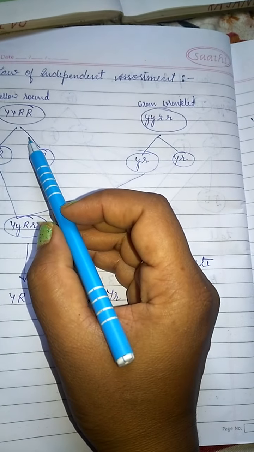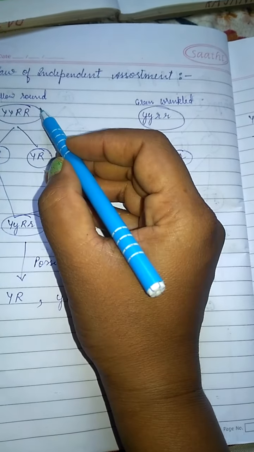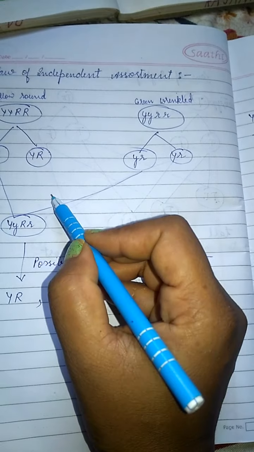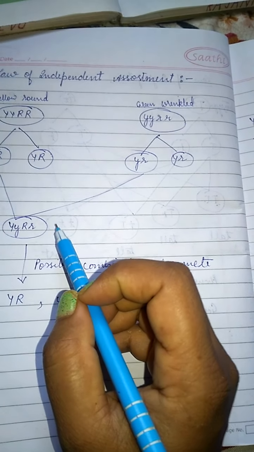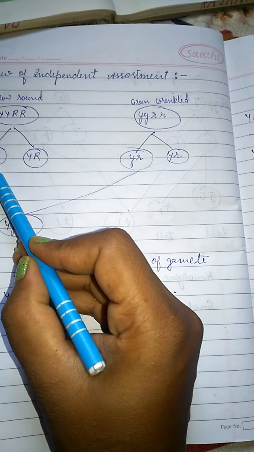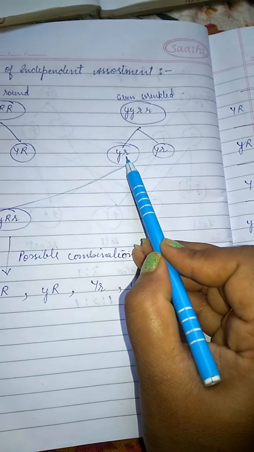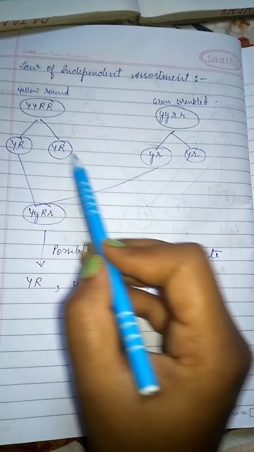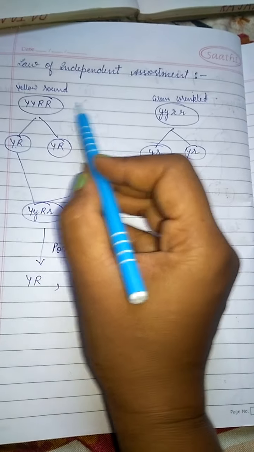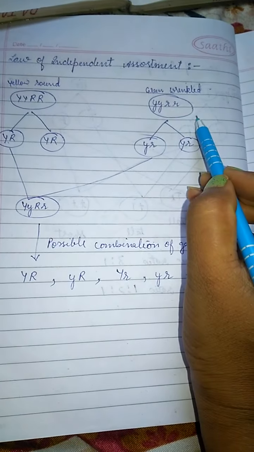The distribution of factors, meaning genes, into the gametes: the distribution of the factor of each pair is independent of the distribution of the other pair. That means this capital Y can go with small r also, with capital R also. Capital Y can go with the small r. So this condition is homozygous, so we have taken homozygous.